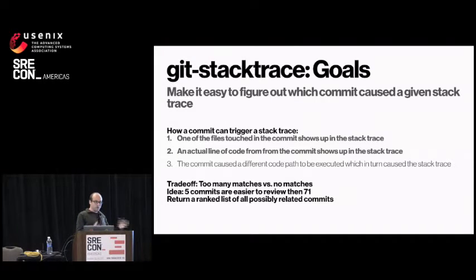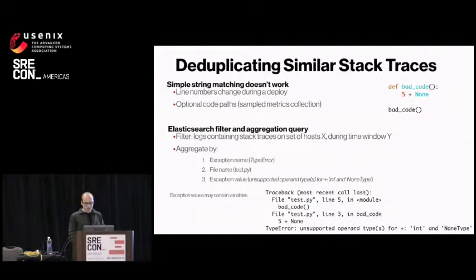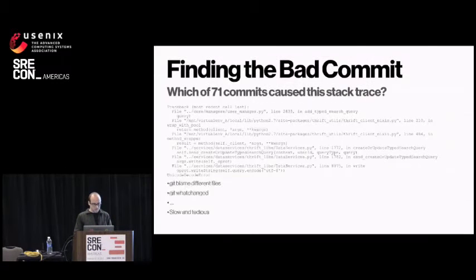There are a few different ways a commit could cause a stack trace. The first is that one of the files touched in the commit could show up in the stack trace. Maybe you changed something potentially unrelated, not an actual line of code, but somehow the file ended up in the stack trace. The second way is an actual line of code. Maybe you wrote bad code, like in the example here, where we have 5 plus None that caused the stack trace. That's a pretty clear example.